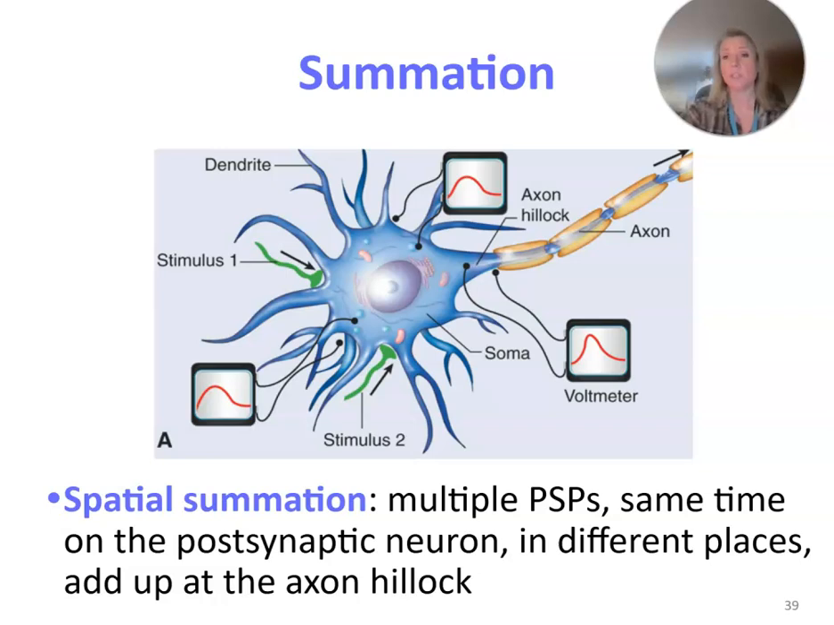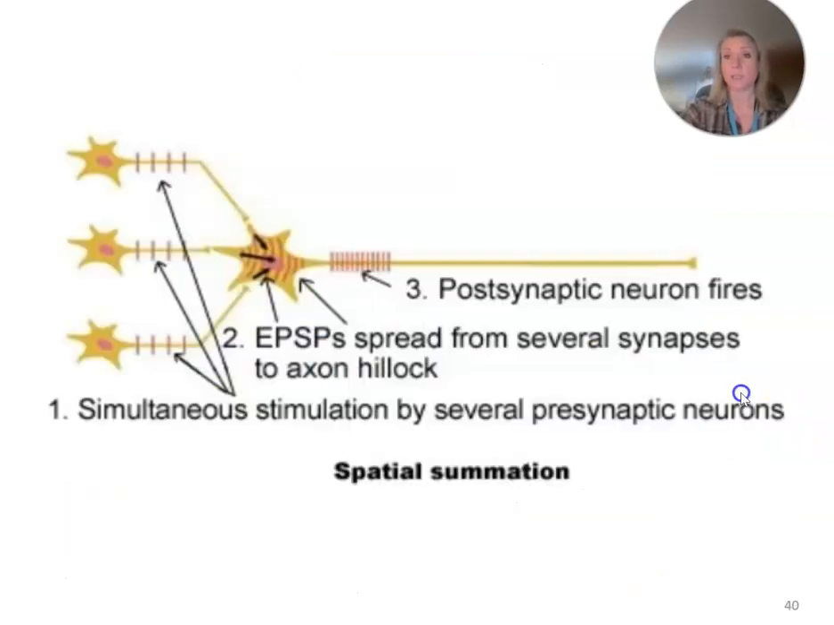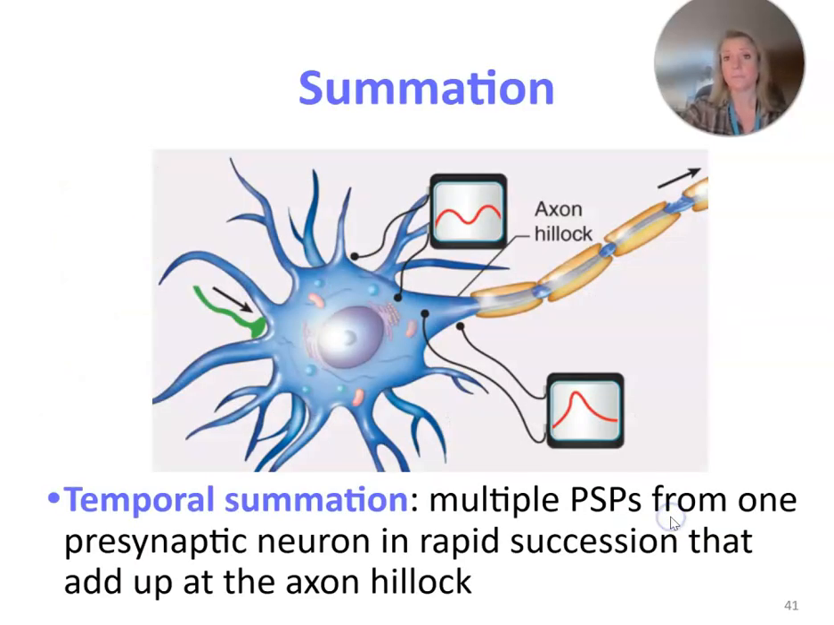But spatial summation is defined here at the bottom of the slide. This is an example of spatial summation. So you get simultaneous stimulation, maybe by several presynaptic neurons, all at the same time. They're just coming in at different places. If they all add up at the axon hillock and threshold is reached, then number 3 happens. If they don't reach threshold here at the axon hillock, then number 3 does not happen.